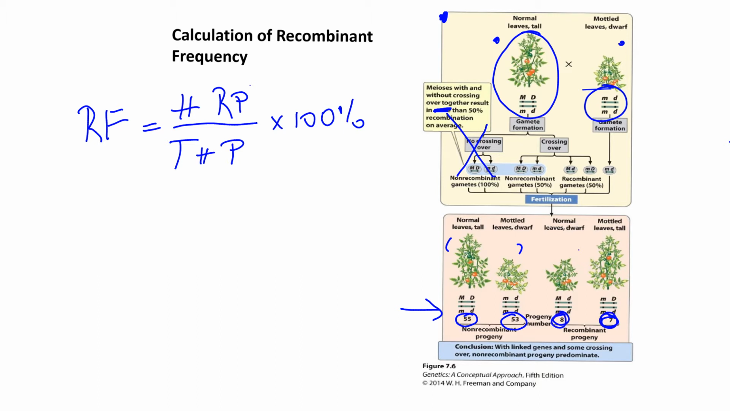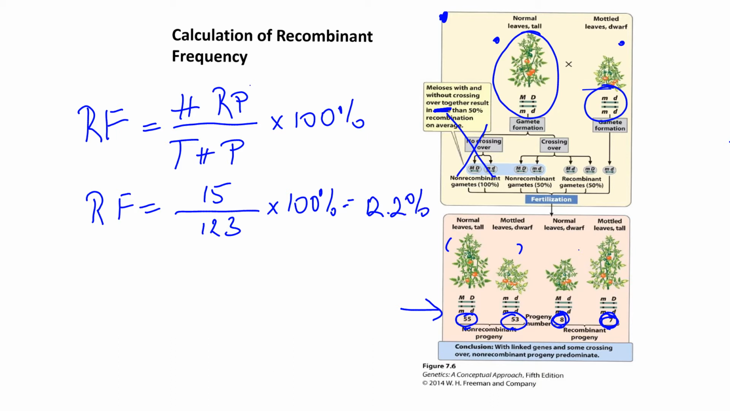So let's calculate this recombination frequency in this crossing. You divide the number of recombinants, which is 8 plus 7, which is 15, by the total number of progeny, which is 55 plus 53 plus 8 plus 7, which is 123, and you multiply it by 100%, and the result is 12.2%. So the recombination frequency between gene M and gene D is 12.2%.